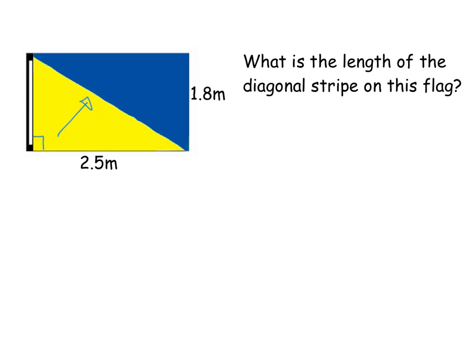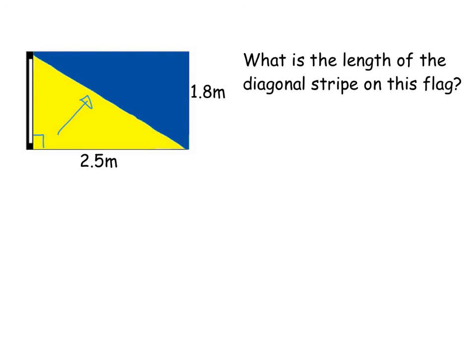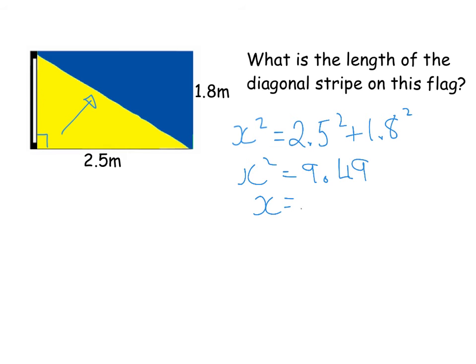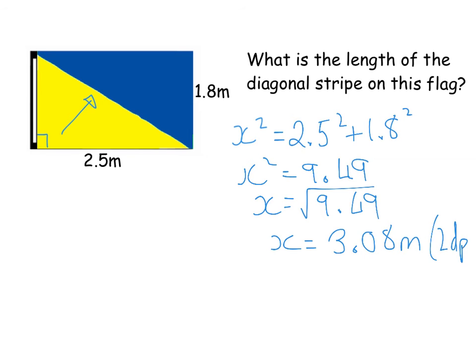So let's call it x. So x squared is 2.5 squared plus 1.8 squared. And this gives us, if you type it in, 9.49. And the square root of 9.49 is 3.08 metres, and that is to 2 decimal places. So that was testing that we remember opposite sides in a rectangle are the same.